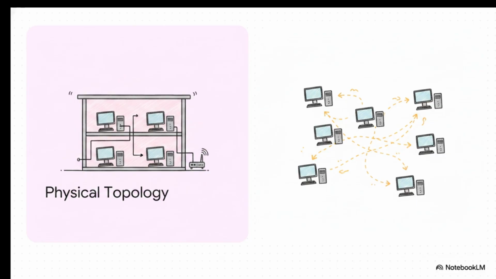You might physically place 3 nodes on the ground floor and 2 on the first floor, right? That's your physical topology. But the logical topology dictates how the data actually flows from node to node, totally ignoring whether they're in the same room or on different floors. It's essentially the difference between the physical map of the roads and the traffic laws governing the cars on them.